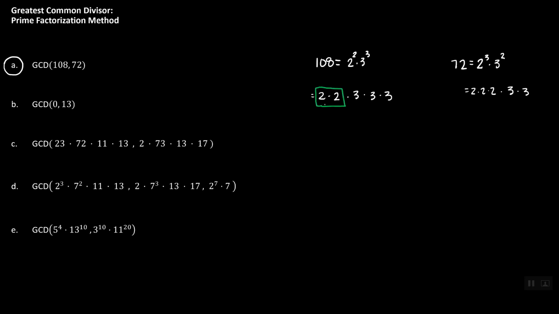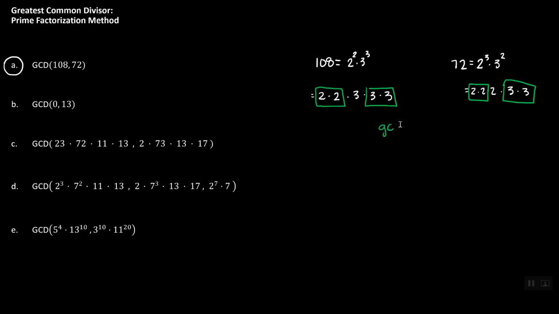108 has 2 2's, so does 72. Now notice that 72 has more 2's, but I can't circle or square in all 3 of them because 108 doesn't have that third 2. And same with the 3's. 108 has 3 factors of 3, but 72 does not. It only has 2 of them. So as far as what they have in common, they have 2 factors of 3 in common.